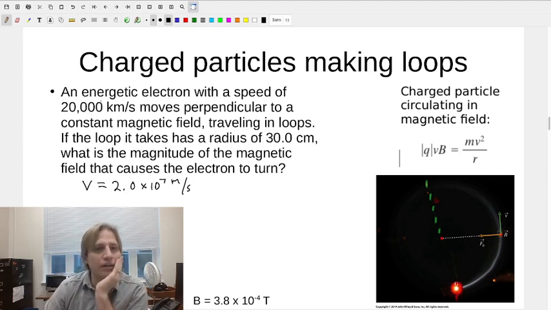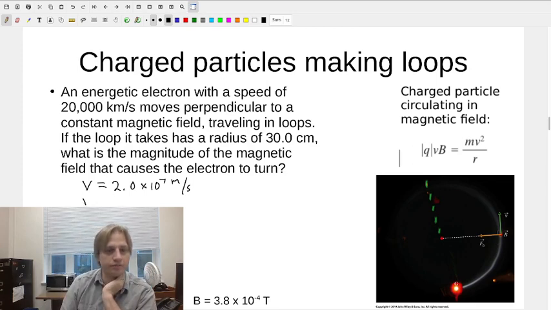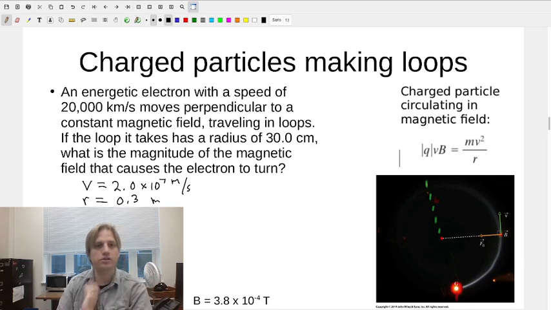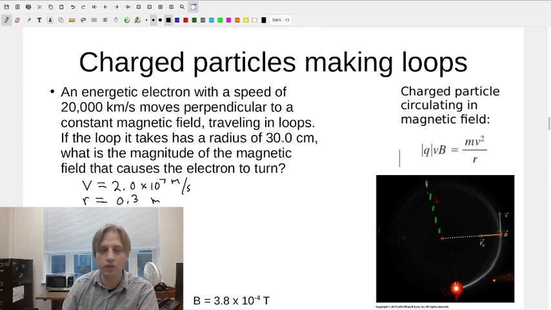Okay, it moves perpendicular to a constant magnetic field, traveling in loops. If the loop it takes has a radius of 30 centimeters, okay, so that's 0.3 meters, what is the magnitude of the magnetic field that causes the electron to turn? Okay, so the story here is that the magnetic force is equal to ma, which is a centripetal force, so the magnitude of that a that's always perpendicular to the direction of the motion is going to be v squared over r.